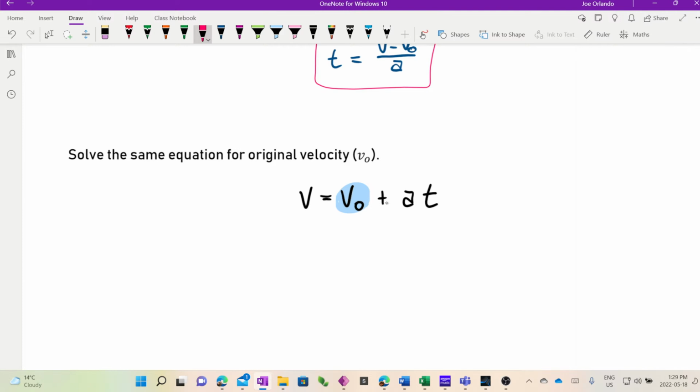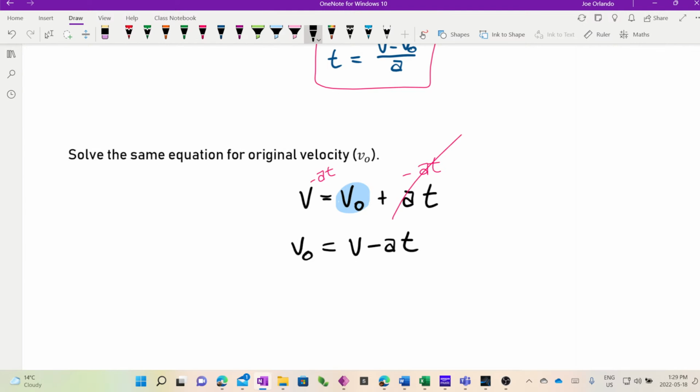Don't confuse it here. Yes, there's multiplication and addition, but not to VO. VO is only having one thing done to it. It's having AT added to it. And the opposite of adding is subtracting. Subtract the AT off of the other side. Yeah, very good. So that goes there, and we can say that VO is equal to V minus AT.